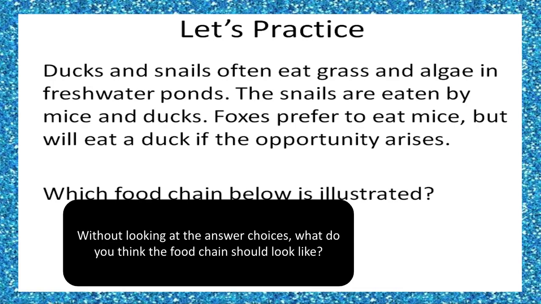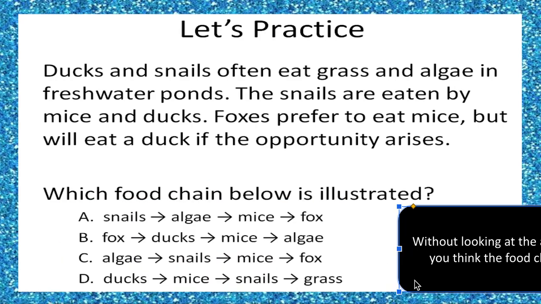Let's practice again. Ducks and snails often eat grass and algae in freshwater ponds. The snails are eaten by mice and ducks. Foxes prefer to eat mice, but will eat a duck if the opportunity arises. Which food chain below is illustrated? Without looking at the answer choices, what do you think the food chain would look like? Take a moment to answer this question. This is a practice star question.